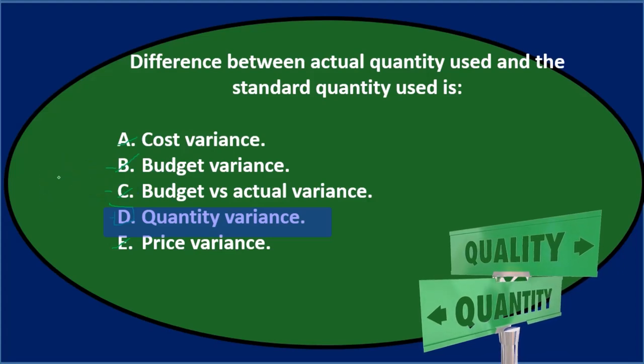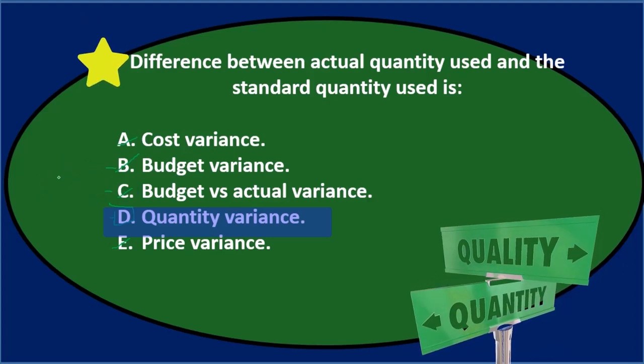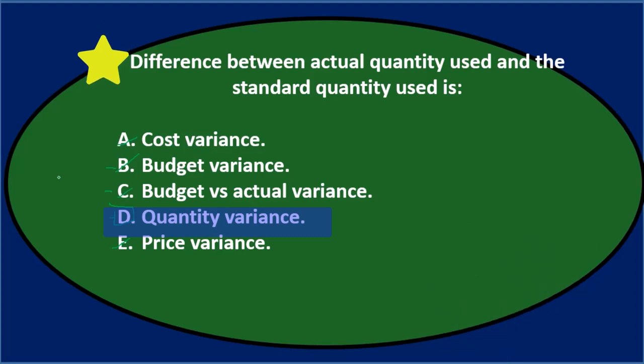So final answer, difference between the actual quantity used and the standard quantity used is D, quantity variance.